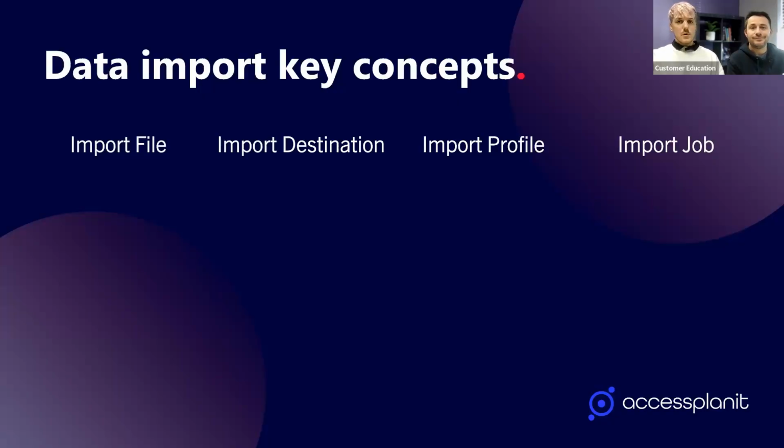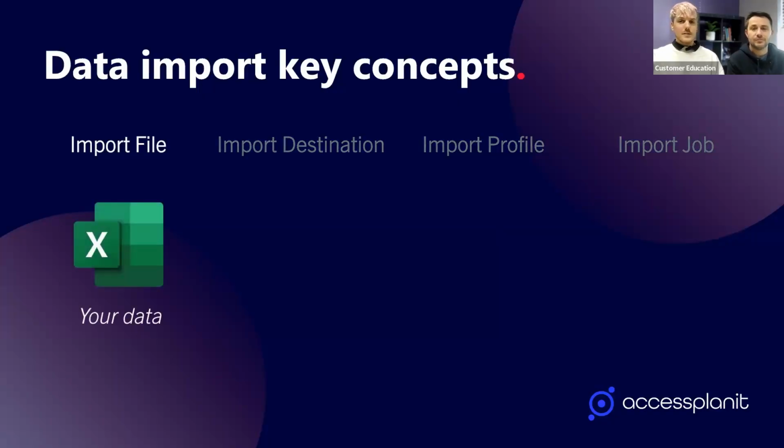Starting with the import file, it is simply the data that you want to bring through into your Access Planet platform. This is usually a spreadsheet where each individual row represents an individual record, so an individual course or user that you want to create or update. In today's case, each row is going to represent a course. Your import file contains the information Access Planet needs, such as course aliases, the dates and times of the course, the venues, the trainers, and any other required details.